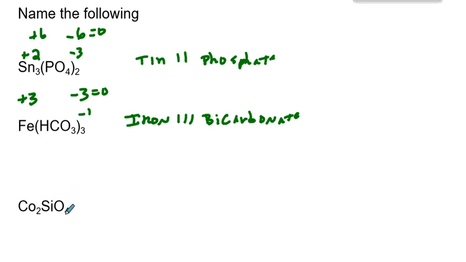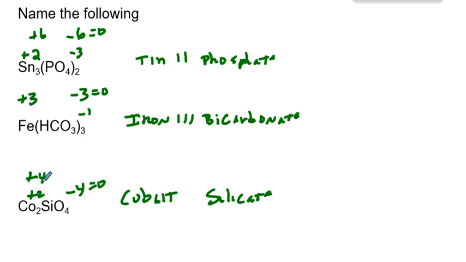Now this is cobalt silicate. So cobalt and then silicate. Okay, silicate is a -4 charge. We must balance this to 0. So we got to think, what do I need to multiply by 2 to get -4 to be 0? So that must be a +2. Because 2 times +2 gives you a +4. And 4 minus 4 is 0.